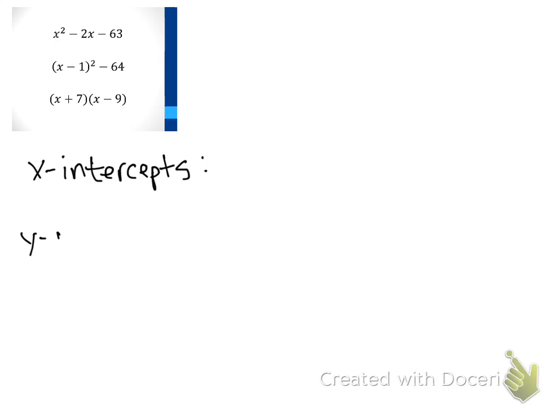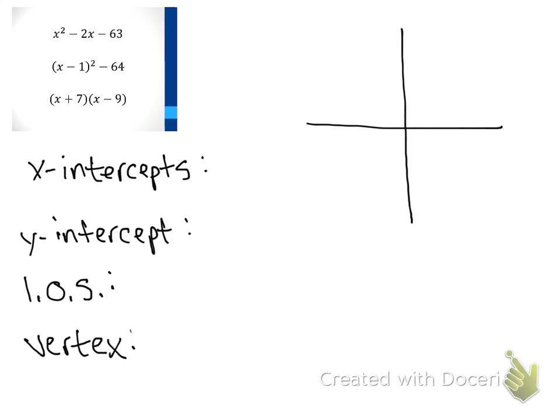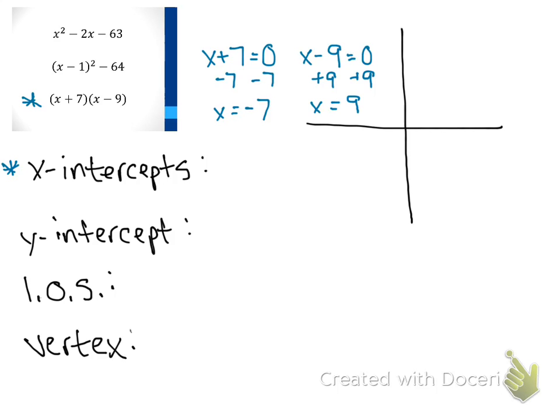We need to find those four key characteristics: x-intercepts, y-intercept, line of symmetry, and vertex. And then once we have that information, we'll use it to sketch a graph. The x-intercepts can be found using the factored form, setting each factor equal to 0. For each factor, if we solve for x with the first one, we get x equals -7. For the second one, we get x equals +9. When we go to write those as x-intercepts, we need to make sure to write them as ordered pairs, with zeros in the spots for the y values.